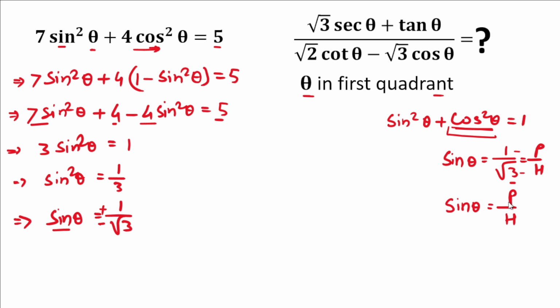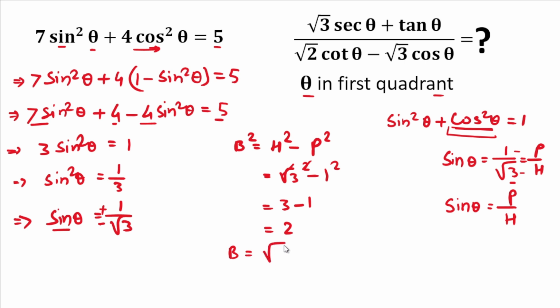Now we'll calculate the value of base by the Pythagoras theorem. We know the Pythagoras theorem: base square will be hypotenuse square minus perpendicular square. So here the value of h is square root 3, so square root 3 square minus perpendicular, which is 1, square. The square root and square cancel, so it is 3 minus 1 square, which is 1. So the value of base square is 2, so the value of base will be square root 2. For the first quadrant, the base will be positive, so b is also square root 2.